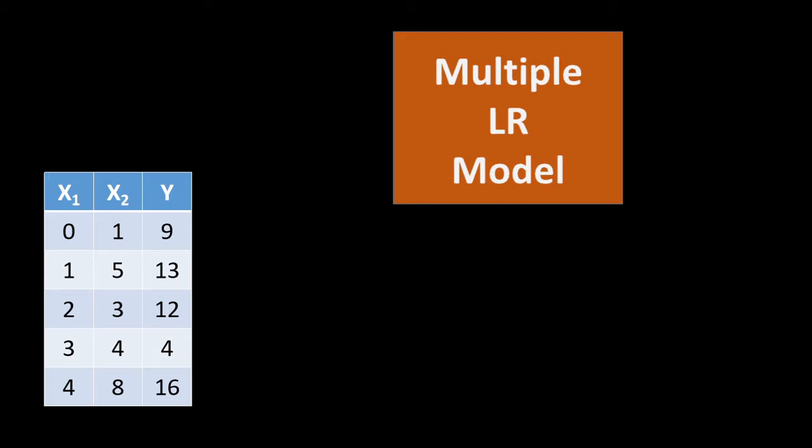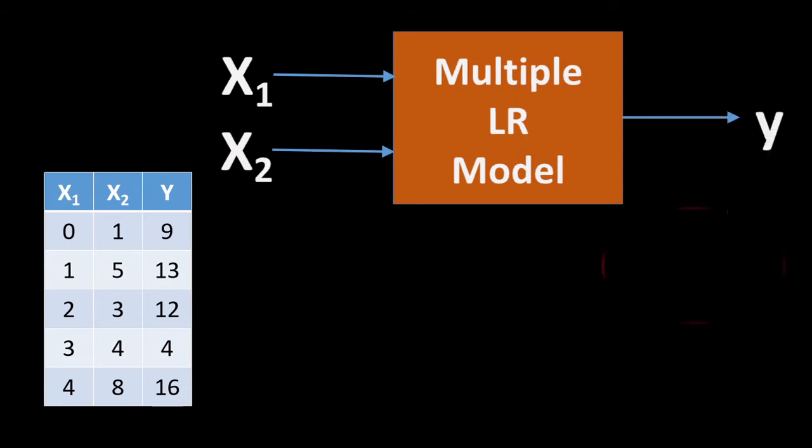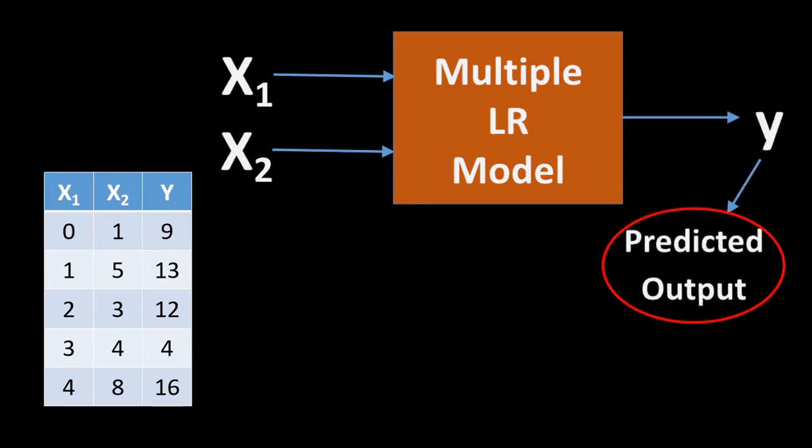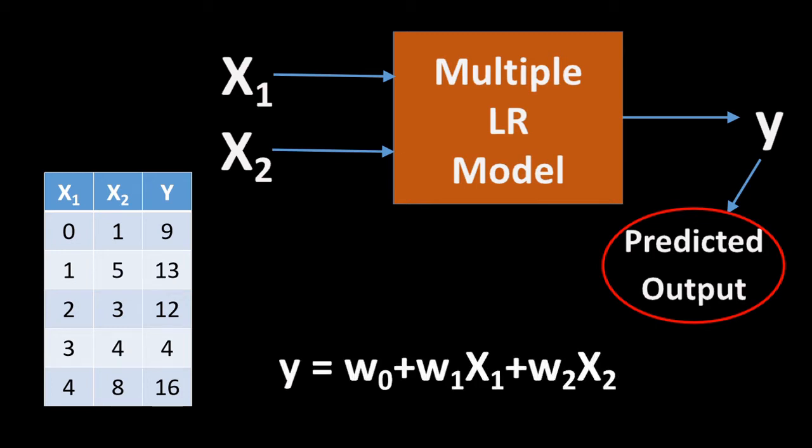Let us consider a case where we have two inputs x1 and x2 and a single output capital Y. So our predicted output y will be represented as y equals w0 plus w1 x1 plus w2 x2, where w0, w1 and w2 are the weights attached to the inputs. The goal of the multiple linear regression model is to find the optimum values of the weights w0, w1 and w2 such that our prediction becomes a close approximation to the actual output capital Y.